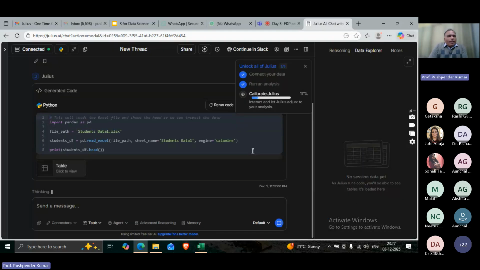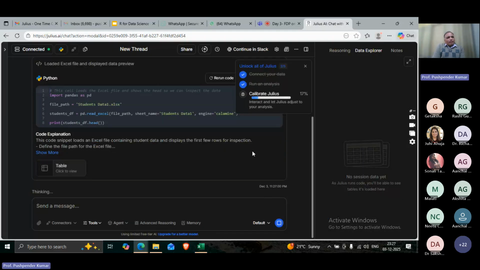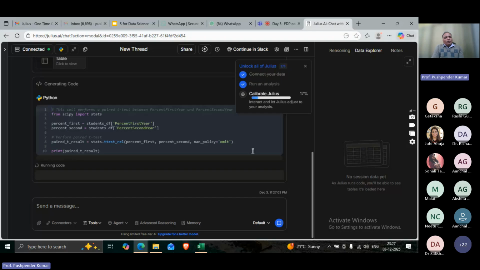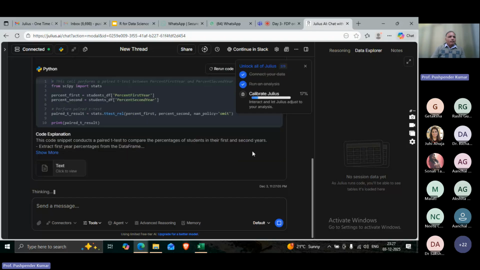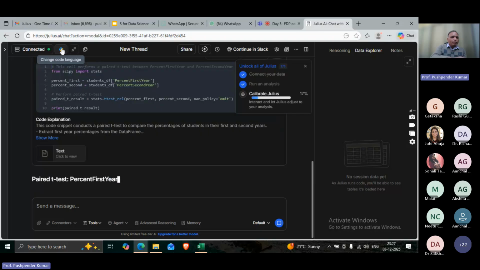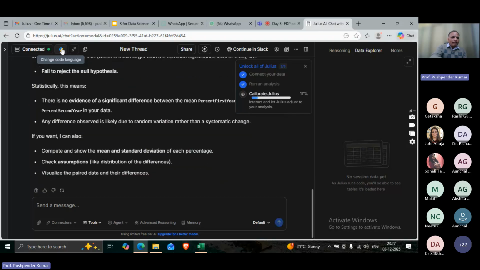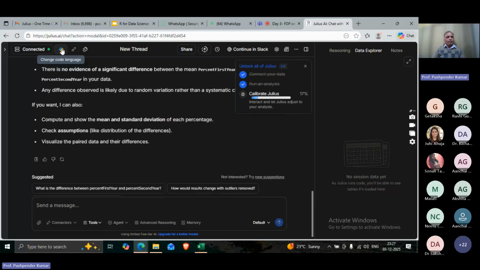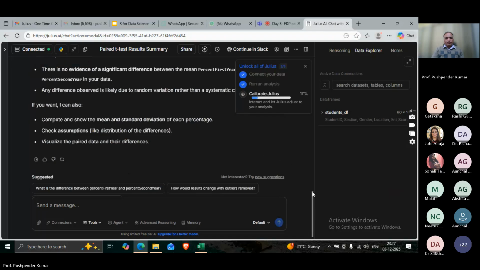See here, if you know Python, it will run Python. It runs on R also, right? Here you have this option, change code language. You can change it to Python, and you can change it to R programming. So you don't need to design and make a syntax. It will give you a syntax, right?